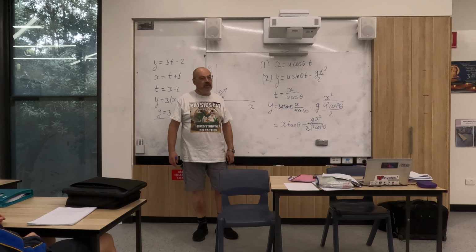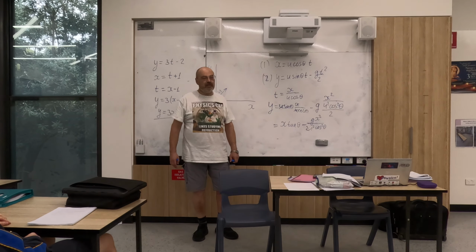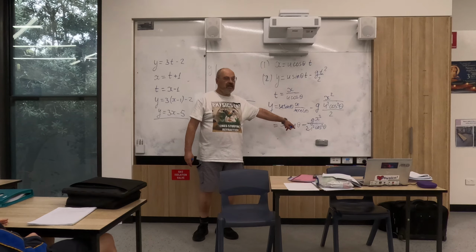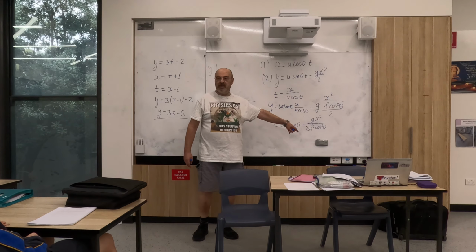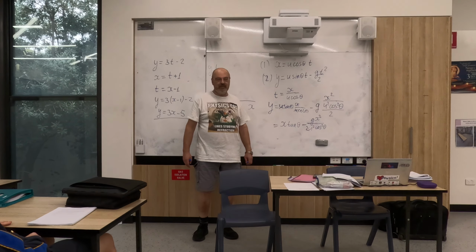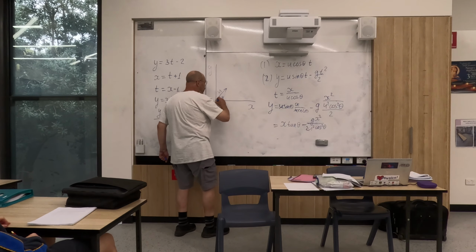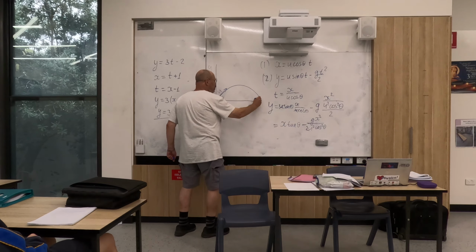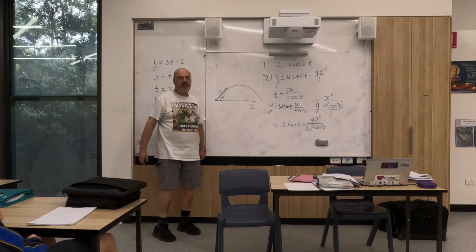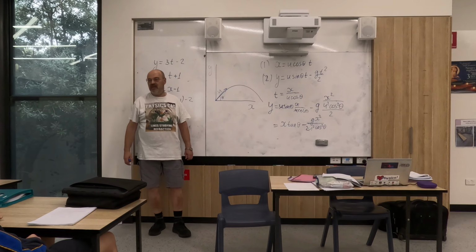Parabola. It will be a parabola. It is quadratic, and will it be an upright or upside down parabola? Upside down. So that means that when you throw something at an angle to the horizontal, it will follow a parabolic path, whose equation we can find.